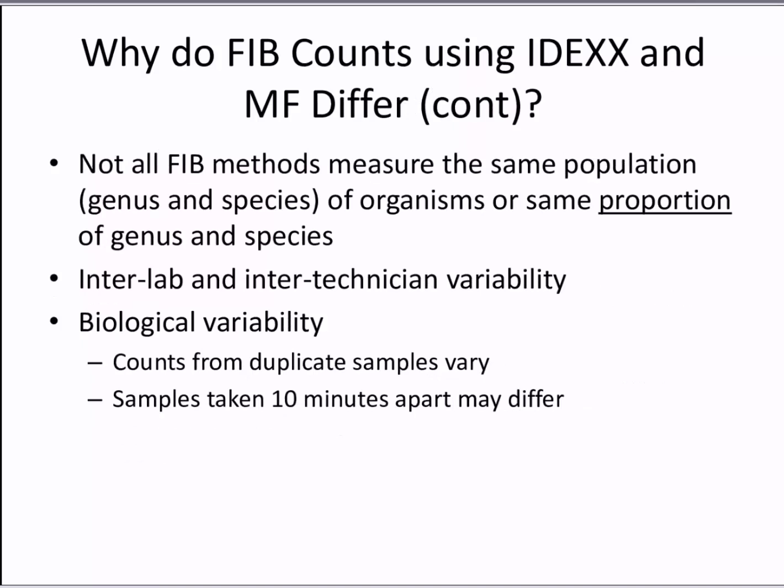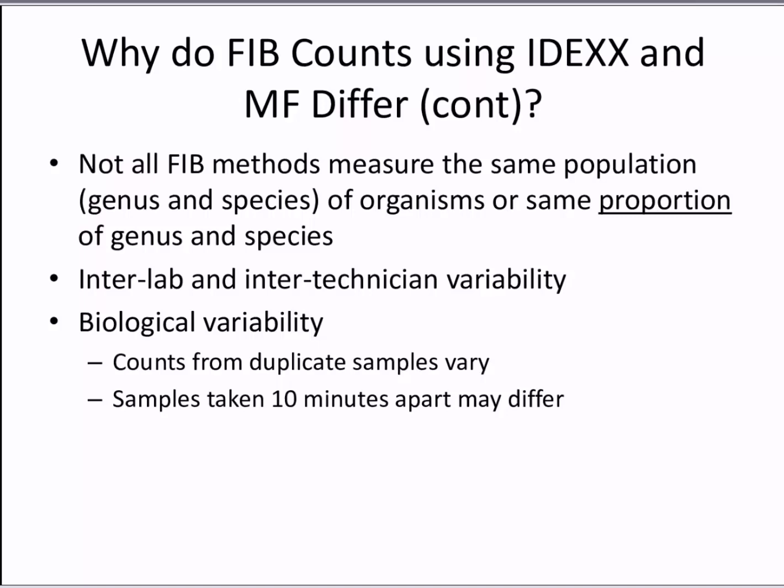Okay, and then something that many of you who are not microbiologists may not understand is that not all of the FIB methods measure the same population or genus and species of organisms, or the same proportion of genus and species. So this can account for differences. And then, of course, there's the interlab and intertechnician variability and biological variability.